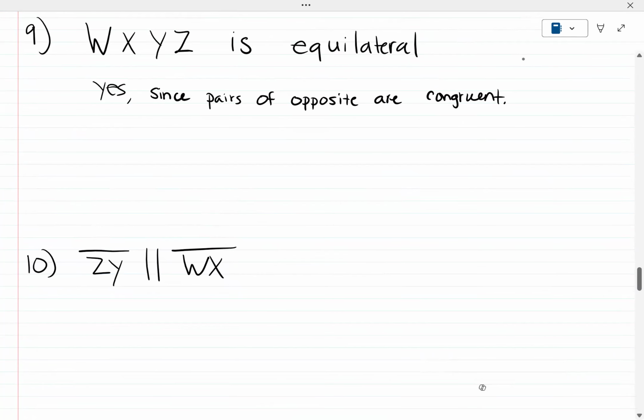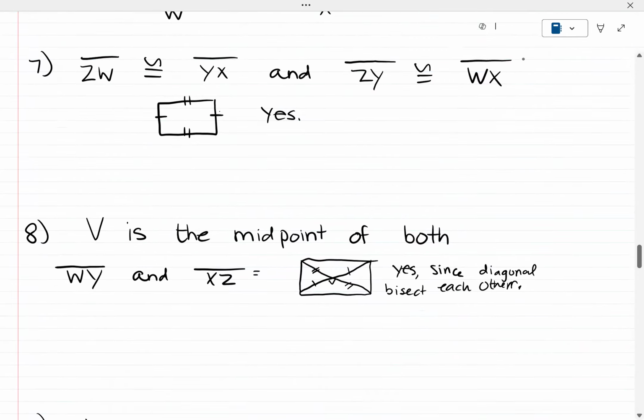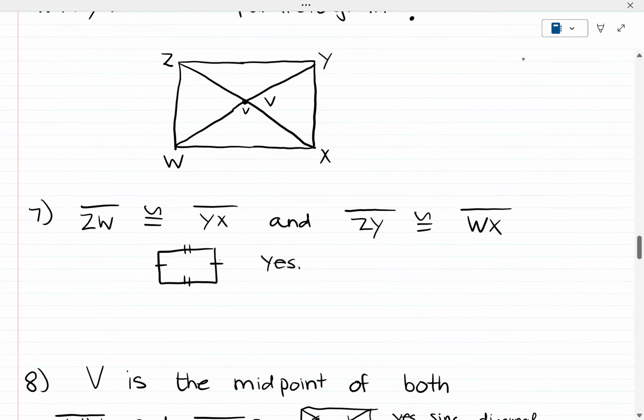Okay, number 10 is line segment ZY parallel to YX. So line segment is ZY. I don't think so. They have no arrows. If you had one arrow here and then one arrow here, and then you had two arrows here and two arrows here, yes, that would be definitely parallel. But because there's no arrows, I'm gonna say no.